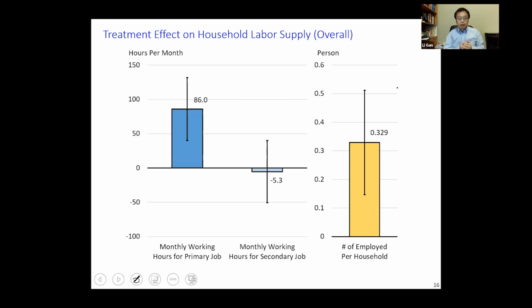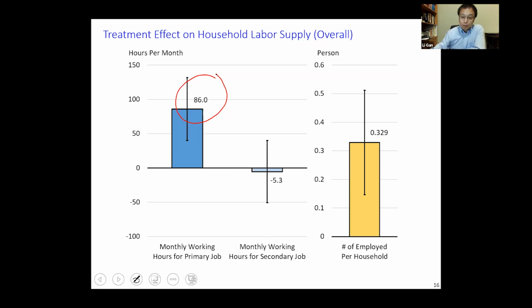All right, this is the overall treatment effect on household labor supply, just to show you. You can see that the monthly working hours for the primary job have significantly increased by 86 hours. Monthly working hours for the secondary job, no statistical difference. And the overall number of employees per household increased by 0.3 person. So three households, averagely increased by 1%.